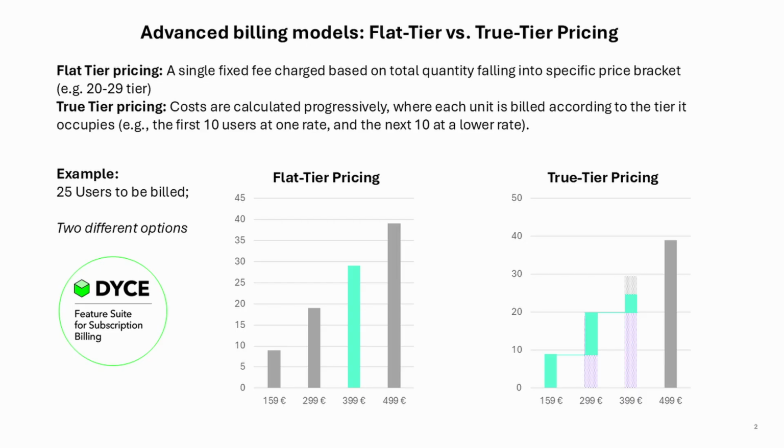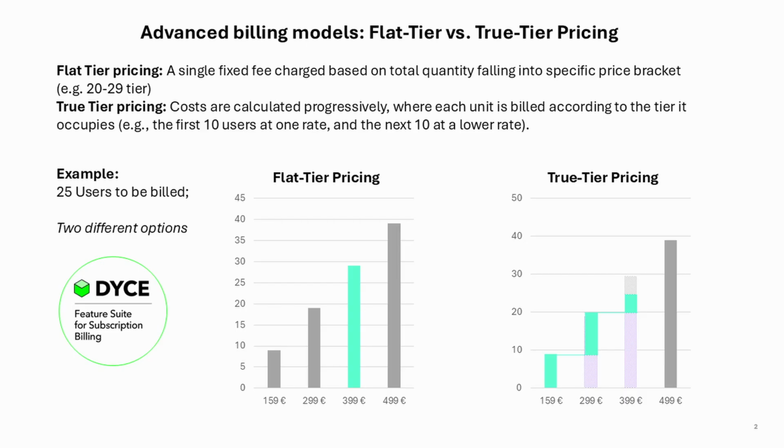but as soon as he leaves the bracket, a new price will be calculated. When you use true tier pricing, every price bracket will be added. So the first 10 users have a price of 99 euros, the next 10 users have a price of 69 euros, and the additional 5 users of the third bracket have a price of 49 euros, which in this case leads to an overall price of 217 euros.